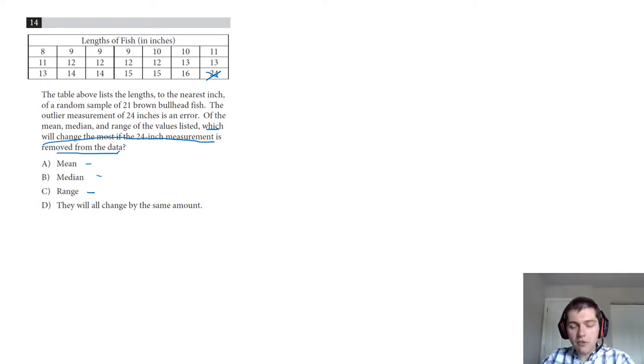So when you remove that 24, the range is easy to see what the change will be. The range before was 8 to 24, whereas now the range is 8 to 16. So the range has been reduced by 8. 24 minus 16 is the reduction in the range.